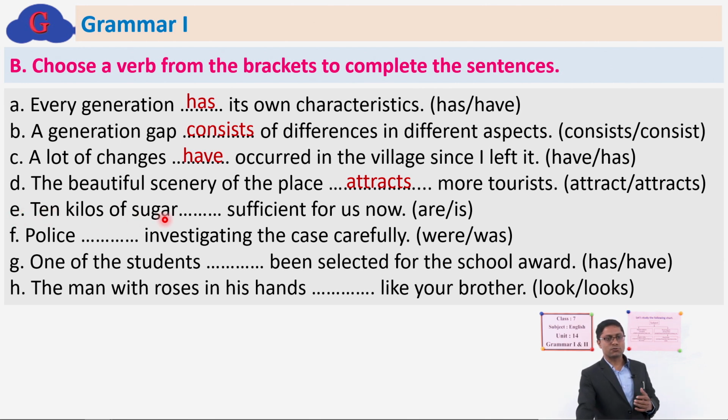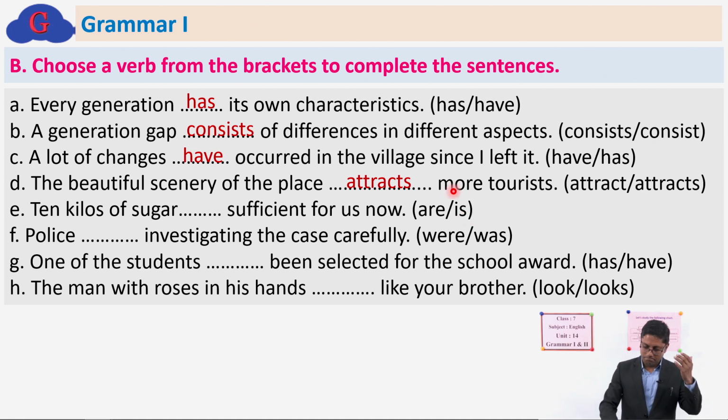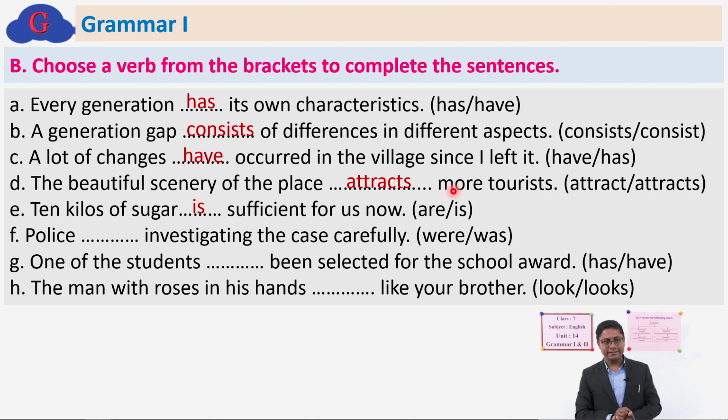Now let's see E. 10 kilos of sugar sufficient for us now. And we do have two alternatives, "are" or "is". What's the correct word? What do you choose there? Very good. It's "is", because we have already discussed that with the unit of weight we use "is". So "is" is the right answer here.